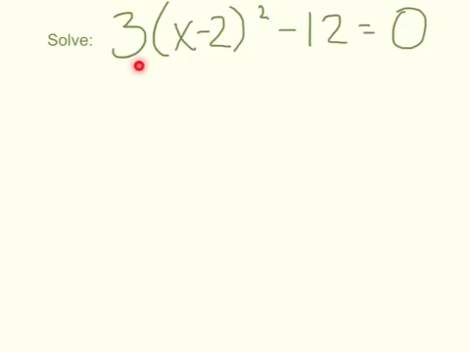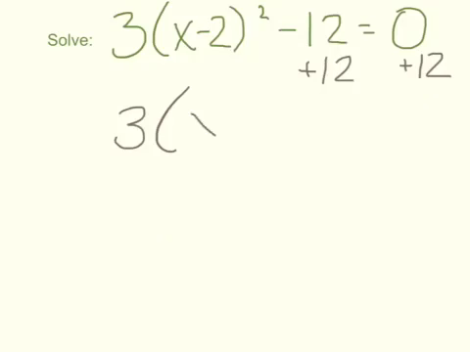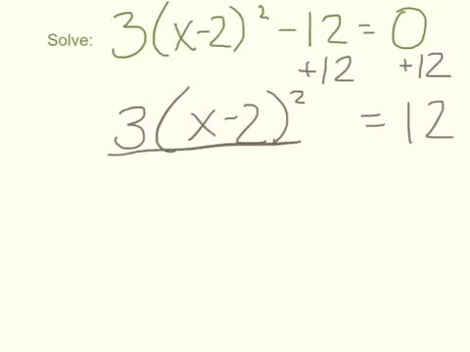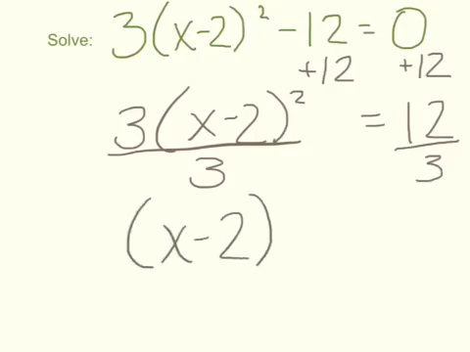First of all, we'll get rid of the minus 12. And the way we'll do that is we'll add 12 to both sides. So that will give us 3 times x minus 2 squared. And then the minus 12 plus 12 is 0. Equals, and 0 plus 12 is 12. Okay, now we've got to get rid of that 3. So we'll divide both sides by 3. So we'll have x minus 2 squared equals 4.